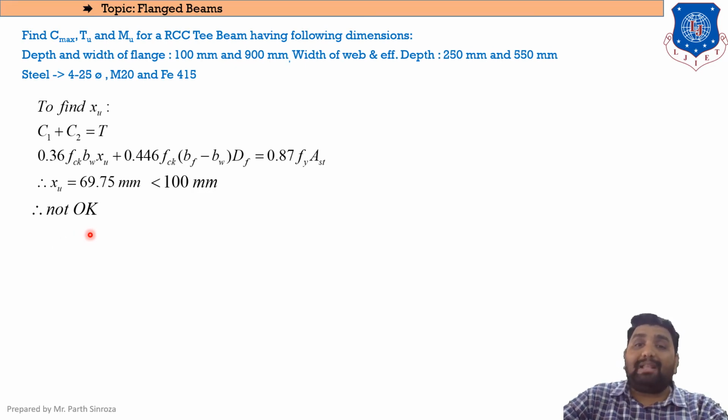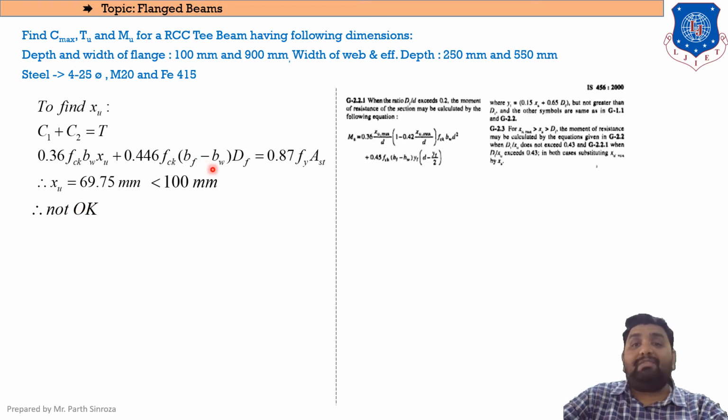Why? Because the neutral axis is in web, so it must be proved that the XU value is greater than DF, but according to this equation, XU is coming out to be less than DF, which is not possible. Clear? So we have to recalculate it again. And how will we recalculate it? We will be using this condition that is given in your IS code, page number 97.